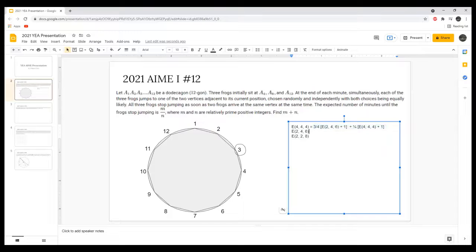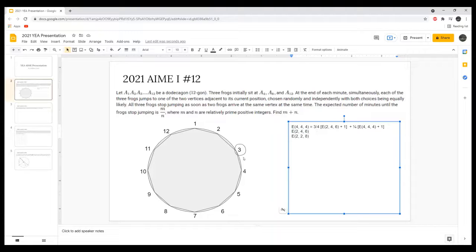So then let's find an equation relating E of 246 with these two other expected values. So an example of this is 2, 4, 8. We can see 4 and 2 are 2 spots away, 4 and 8 are 4 spots away, and 8 and 2 are opposite each other on the 12-gon. So there will be 6 vertices away from each other.